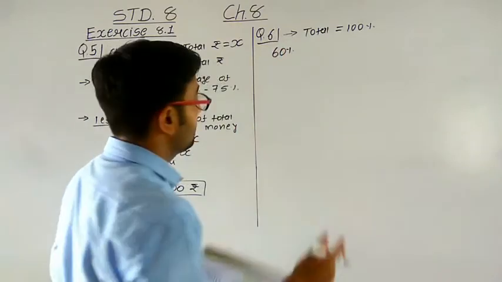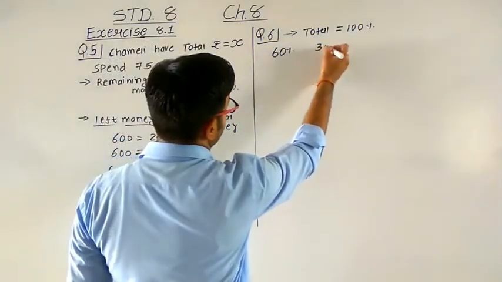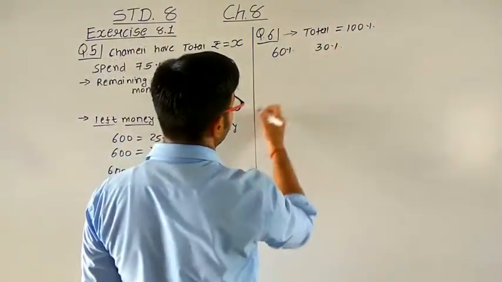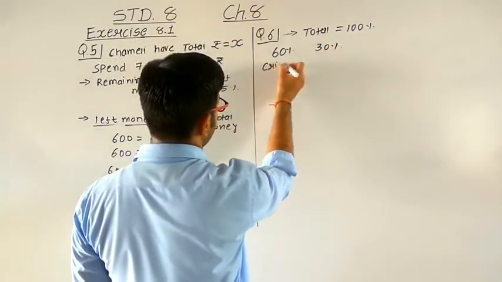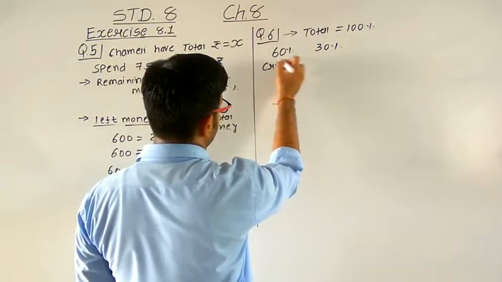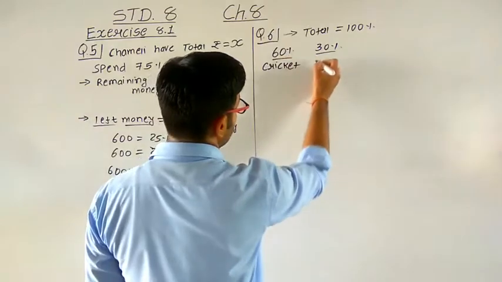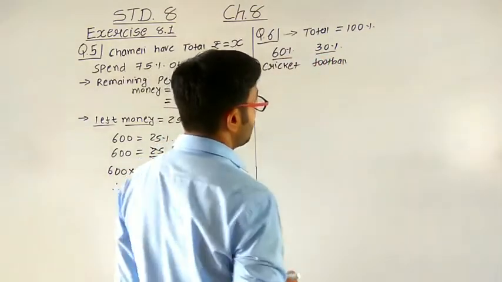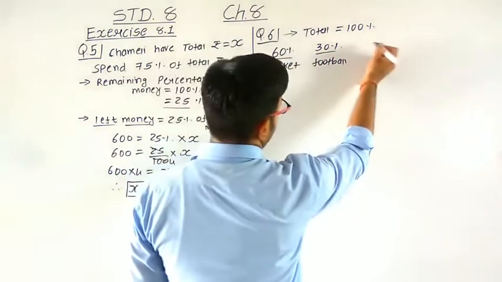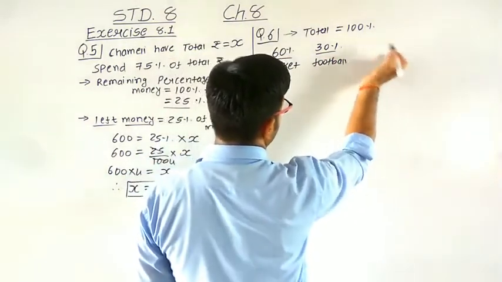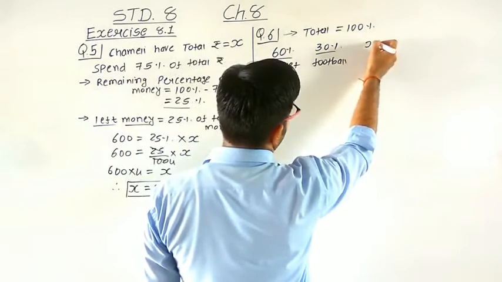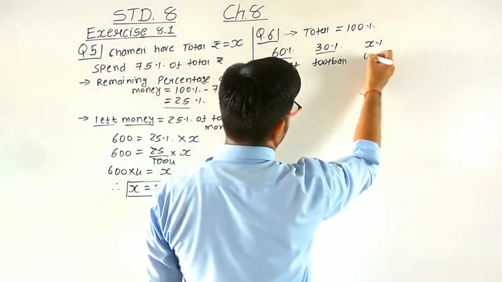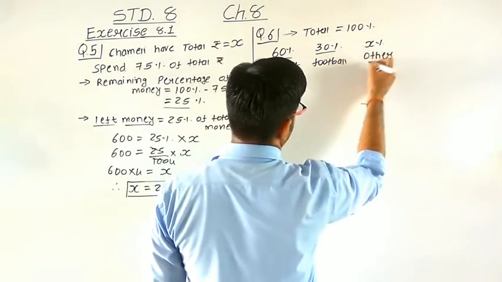Then 30% like football. This is the percentage of cricket liked by the people. This is the percentage of football that is liked by the people. So we know that, and for the remaining percentage, let's suppose X percentage of the people like the other game.